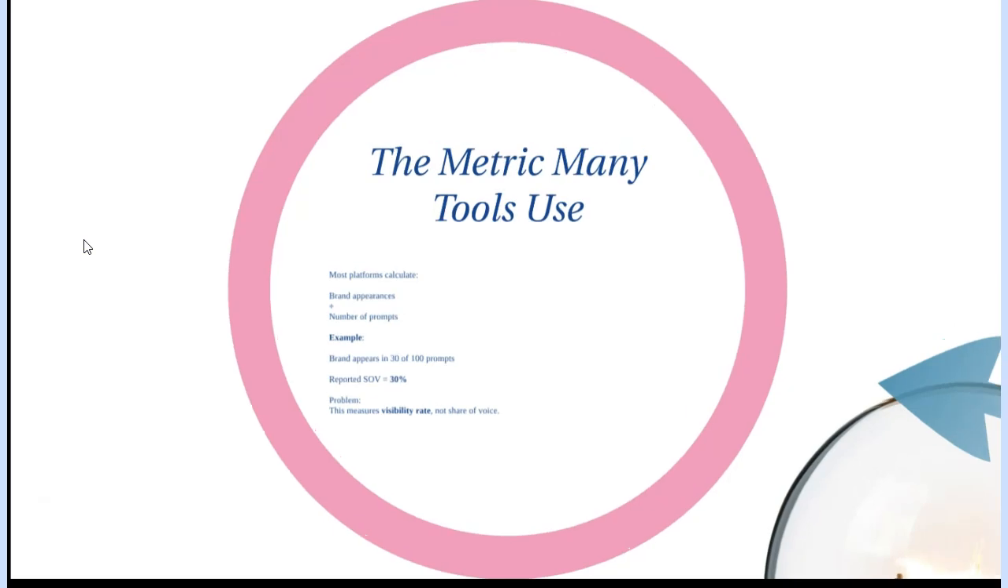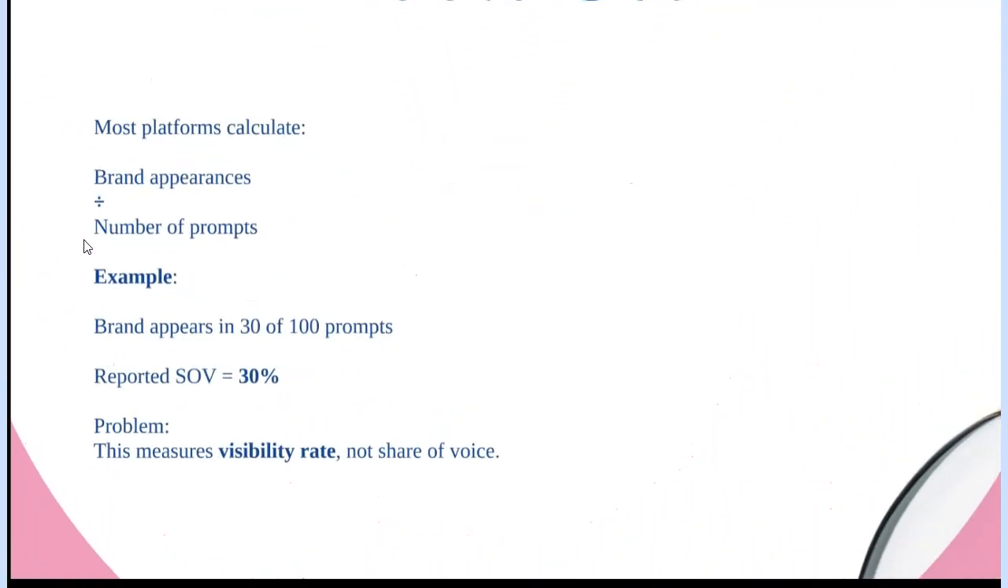The most common mistake. A lot of platforms calculate share of voice like this. Brand appearances divided by number of prompts. So if your brand appears in 30 out of 100 prompts, the tool reports 30% share of voice. But that's not share of voice. That is visibility rate. And the difference matters.